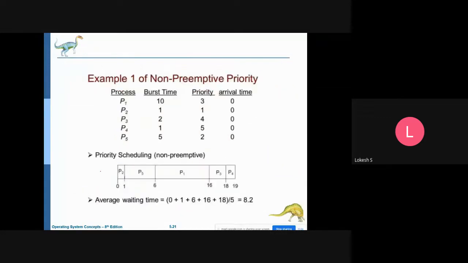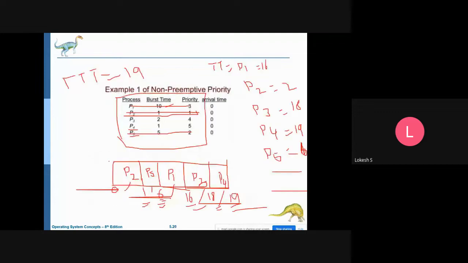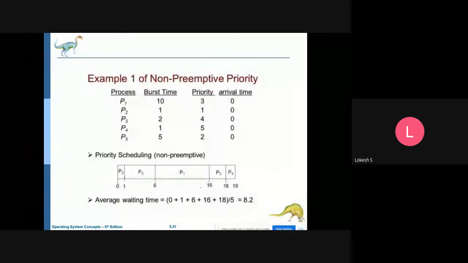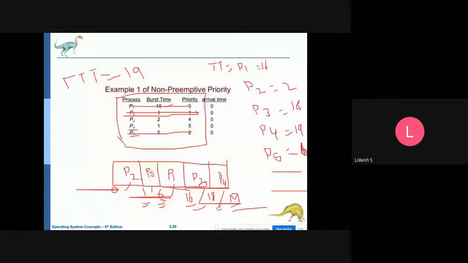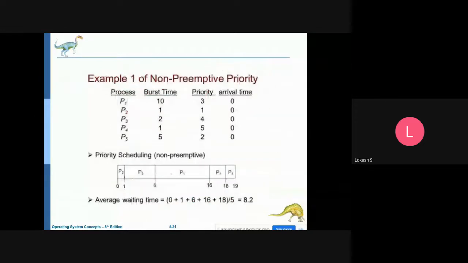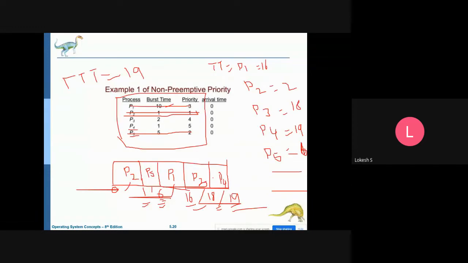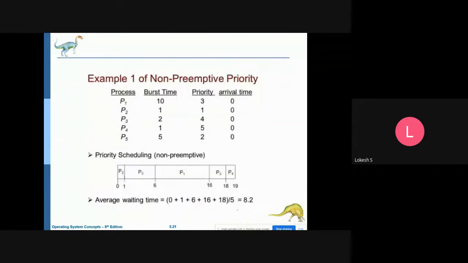Okay. So here is another example of the output. You can see 0, same: P2, P5, P1, P3, P4. Same 0, 1, 6, 16, 18, 19. So 0 plus 1 plus 6 plus 16 plus 18 divided by 5 is equal to 8.2. This is the average waiting time.